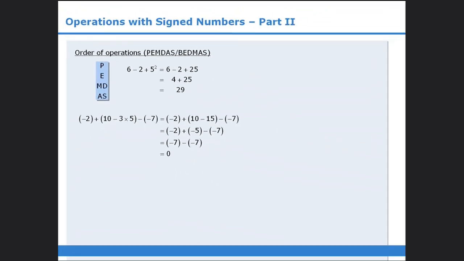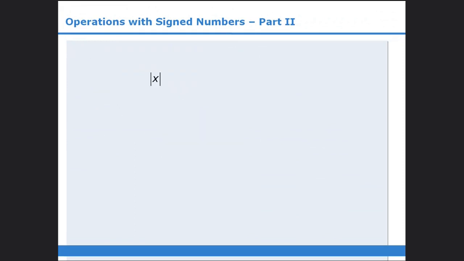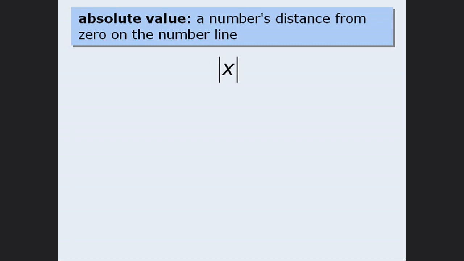Now before we end this lesson, I want to cover one last topic, which is absolute value. The lines on either side of x here represent absolute value, and this particular expression is read as the absolute value of x. Now the absolute value of a number is the number's distance from 0 on the number line.